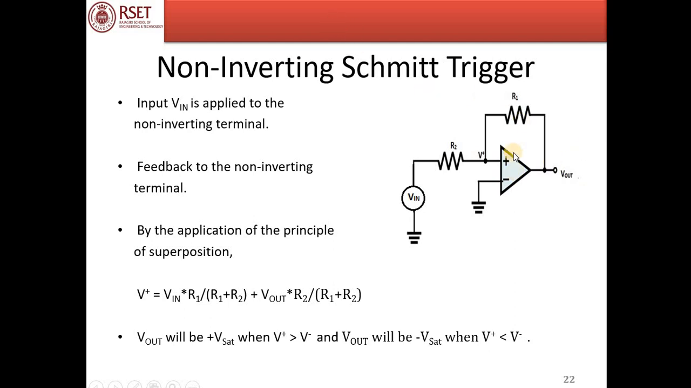Now, this is a circuit with a positive feedback. The output will be plus Vsat when the voltage at the non-inverting terminal is more than the voltage at the inverting terminal. Here the voltage at inverting terminal is 0. And the output will be minus Vsat when V plus falls below V minus.